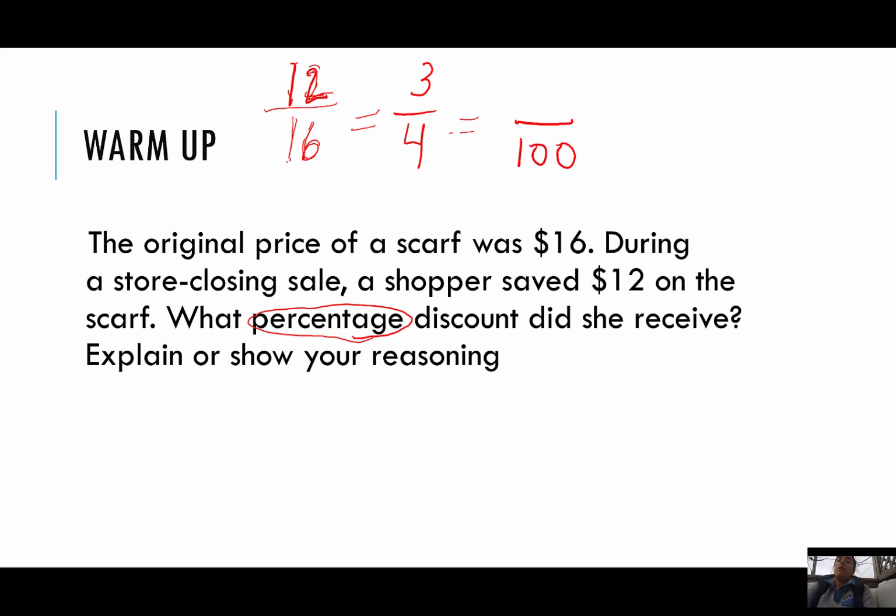So now I can ask myself, 4 times what gives me 100? 25. That's like taking a quarter times 4 gives you $1 or 100. So I'm going to do the same thing on top. 3 times 25, and I get 75. So what percentage discount did she receive? She received a 75% discount on these items. Okay?